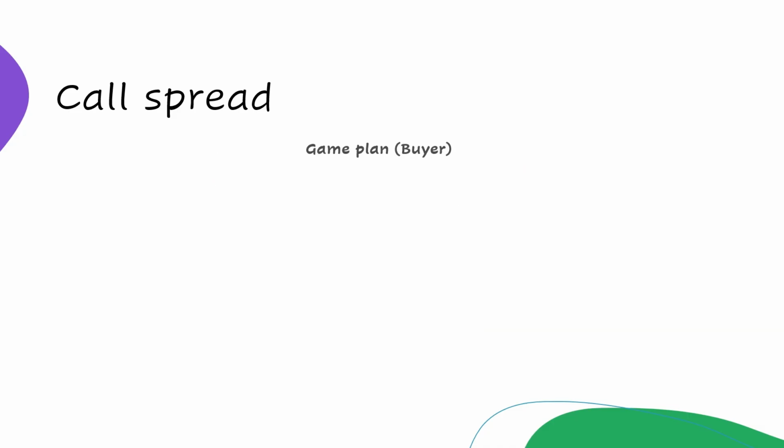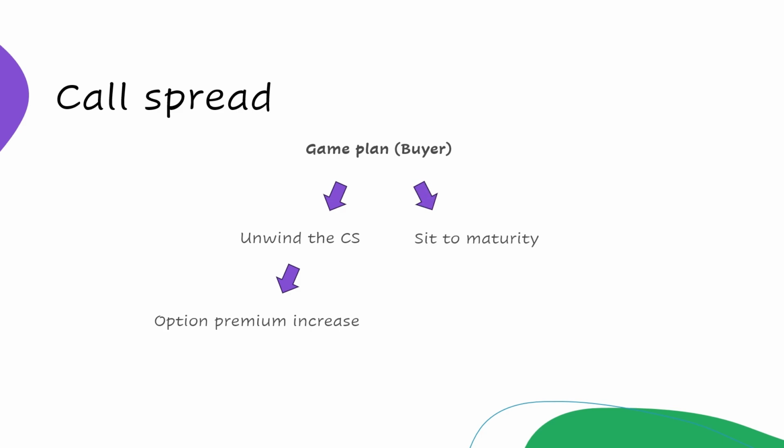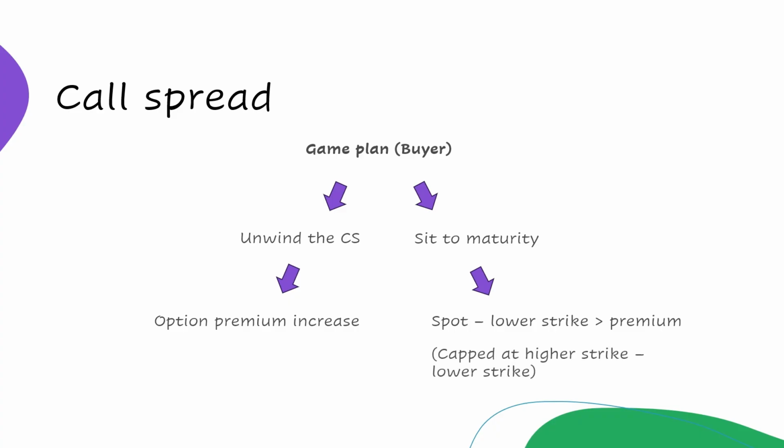The game plan for call spread buyers is very similar to call buyers. After buying the call spread, the buyer's clock is ticking because of paying daily theta. Buyers can choose to unwind the call spread when the underlying goes up because the call spread premium increases. One consideration here is to look at premium compared to max payout. If the call spread premium is getting to a reasonable portion of max payout, it would be a good time to unwind. Otherwise, call spread buyers can choose to sit with the call spread until maturity. Buyers will make money if spot is higher than the lower call strike by at least the premium amount. But remember that max payoff is capped at the difference between the upper call strike and the lower call strike.